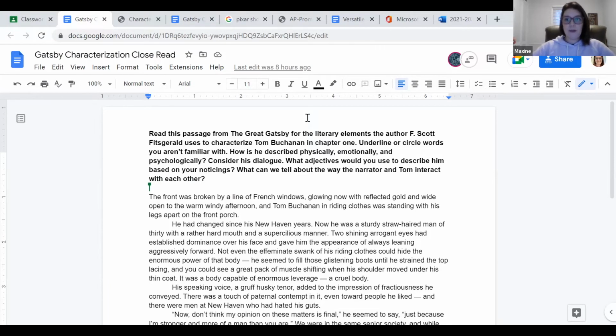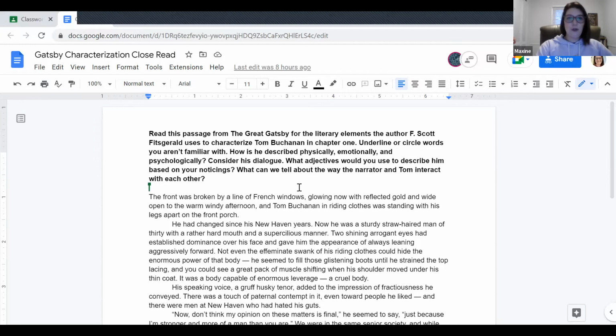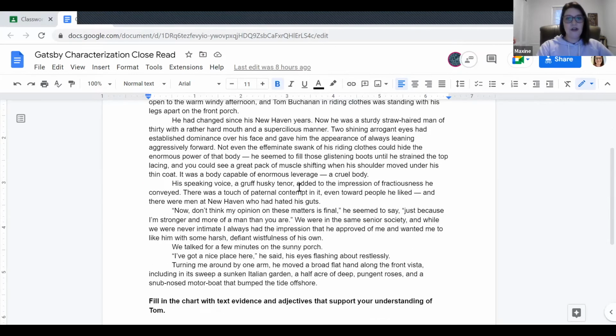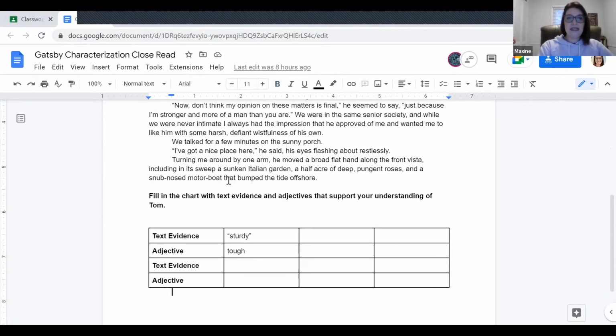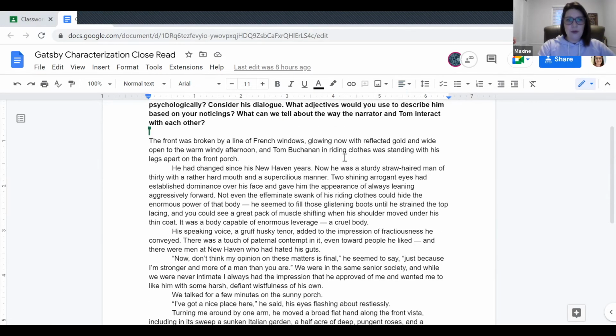What can we tell about the way the narrator and Tom interact with each other? So if you look at this text, you can see it's not very long. And then when you get to the end, I have a chart for you. And so it says, fill in the chart with text evidence and adjectives that support your understanding of Tom. So what I'd like for you to do is, if you will just read through that.